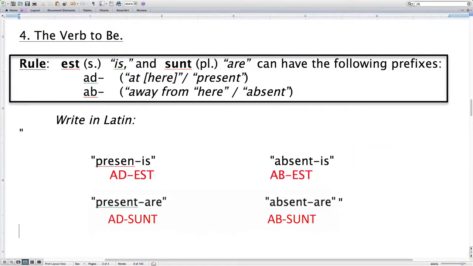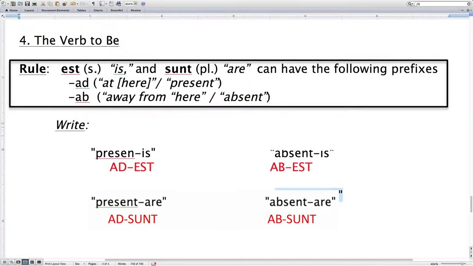Here are the answers. Notice that instead of saying are absent as we would in English, I say absent are, in the order that the Latin says it. If you train yourself to think in this way, in the syntactical order of the Latin, rather than the syntactical order of the English, you will make things much easier for yourselves, and you will make a major step towards being able to someday speak in Latin if you wish to achieve that objective. So, adest, abest, adsunt, absunt.